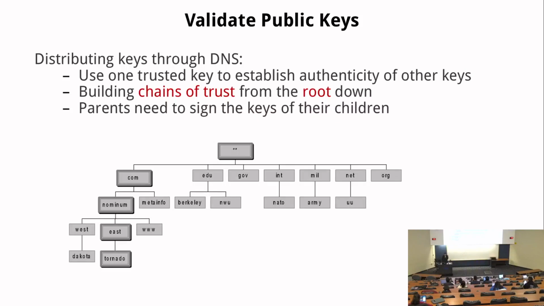So to validate the public keys, we are also distributing keys through DNS. There is one trusted key to establish the authenticity of other keys. That's basically the root key. Then we build the chain of trust from the root down. Then all the parents need to verify and sign the keys of their children. So this is the same.